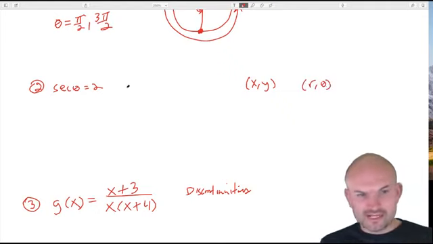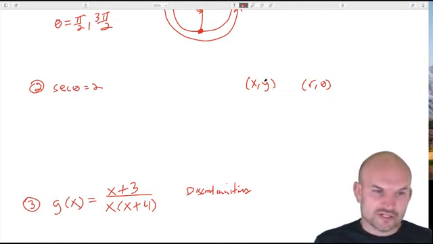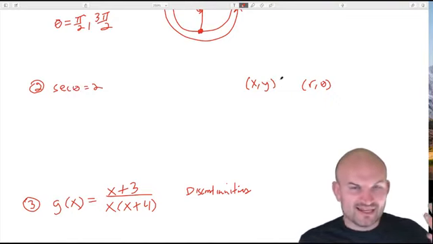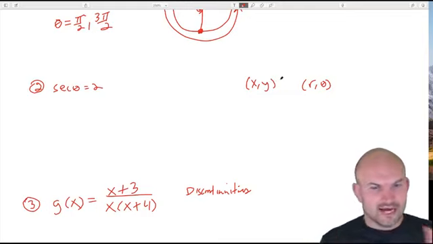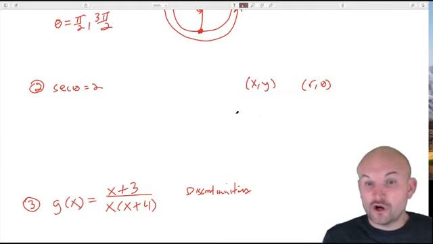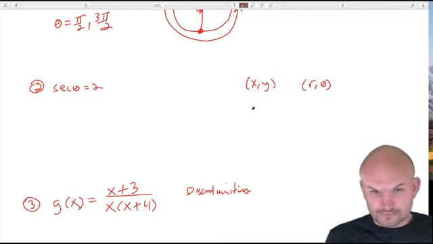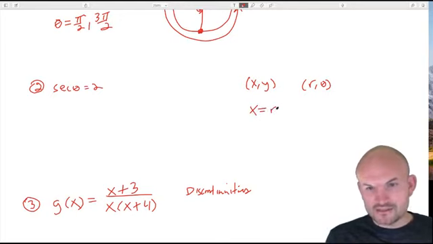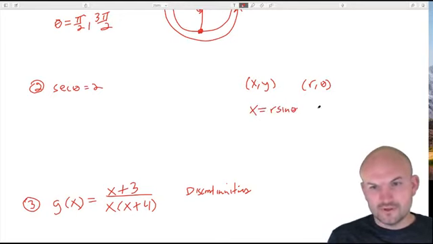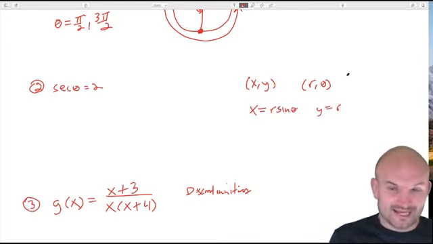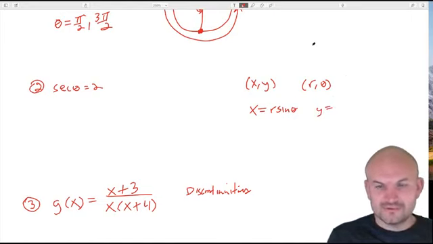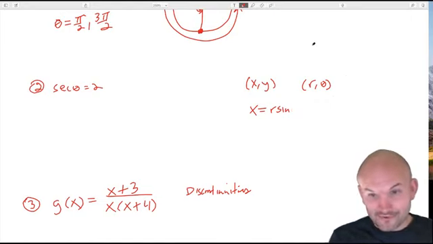So if we have an equation that's in terms of theta, we want to write that equation in terms of x's and y's. So we have to think of our conversions, like how does everything convert over? Well, x equals r times sine of theta. That's cosine of theta. Let's take that back and pretend I never wrote it down.